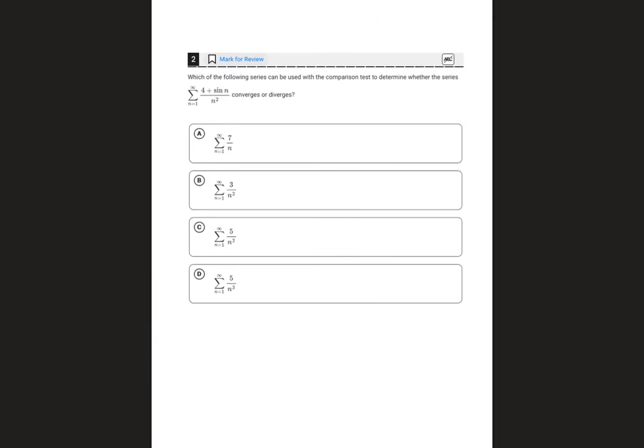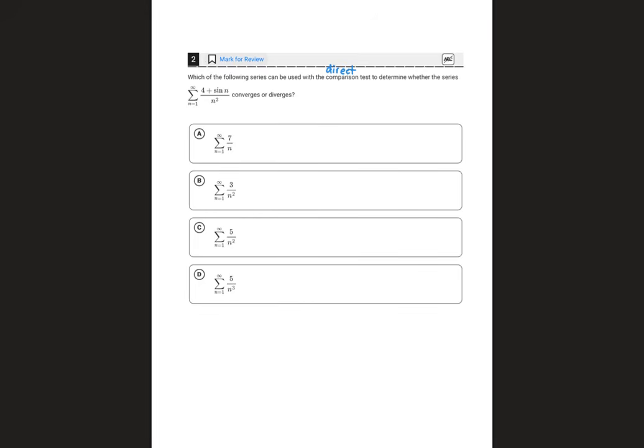Okay, so this next one is talking about which of the following series can be used with the comparison test. Sometimes they'll call it the direct comparison test. So if you see comparison, that's the same thing as direct comparison, as opposed to limit comparison, which is different. So can be used with the comparison or direct comparison test to determine whether the series converges or diverges.